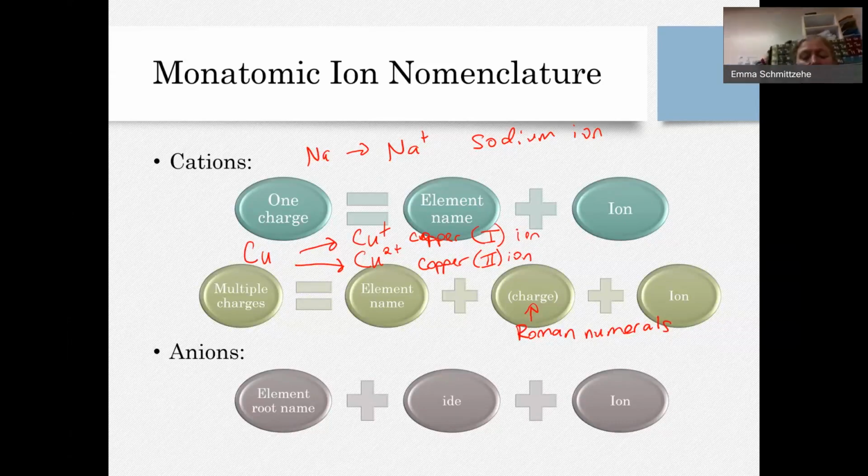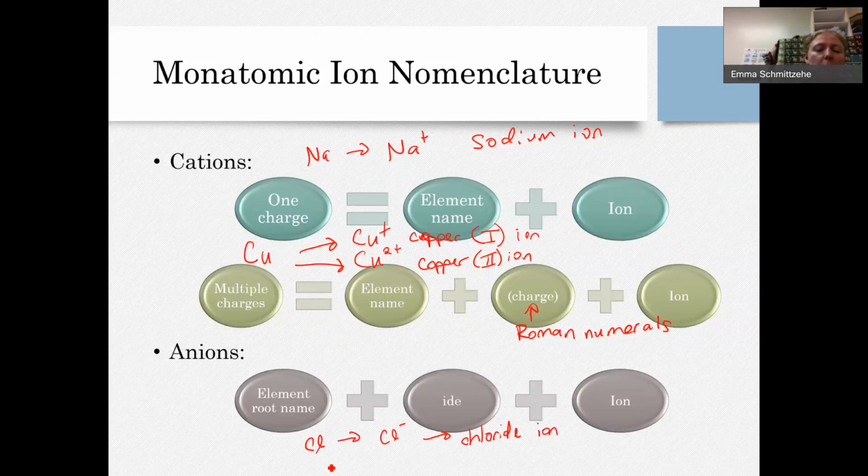So, for instance, if we had Cl, chlorine, a chlorine atom is going to form Cl minus. It's going to pick up one electron. So we're going to drop the end of that name and tack on ide to the end. What it turns out being instead of chlorine is chloride, and then the word ion.